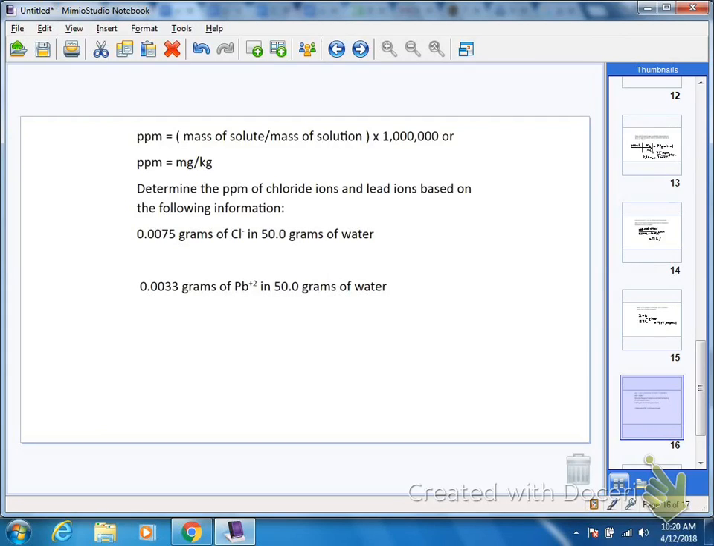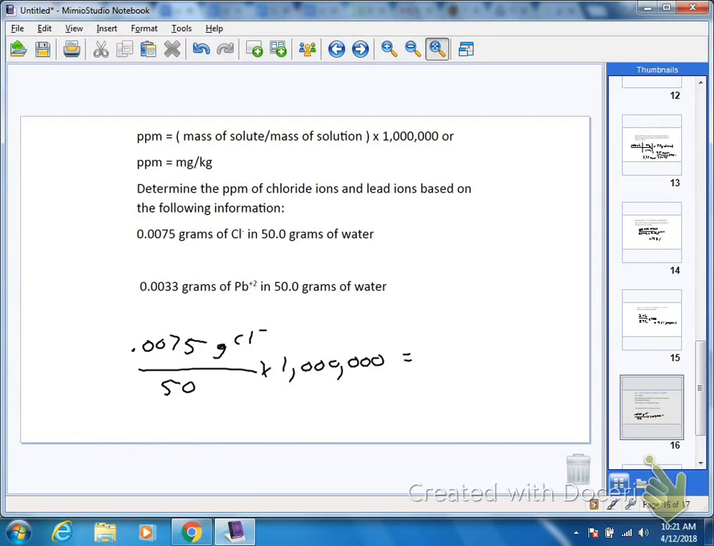So the first one, what's the answer? Parts per million. So the first one you take 0.0075 grams of chlorine, and you divide by 50 times 1,000,000.